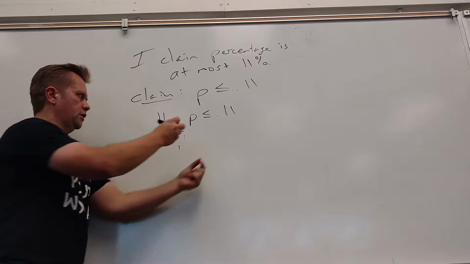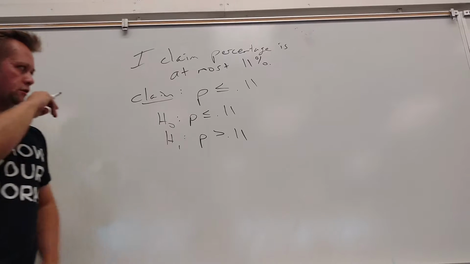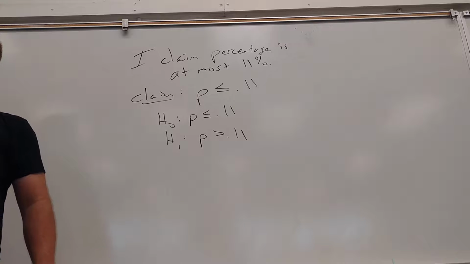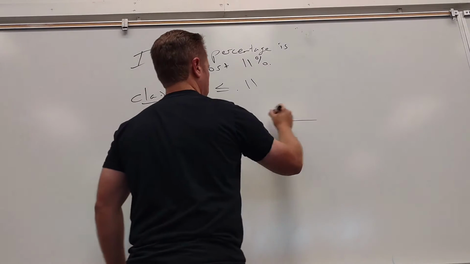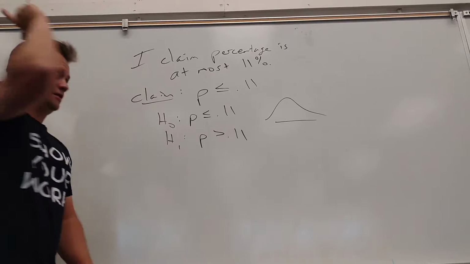So then this is going to be, of course, greater than 0.11. How many tail tests will it be? One. And where's the test? Where's that tail going to be? Exactly. That way.